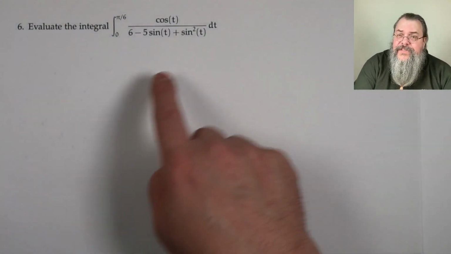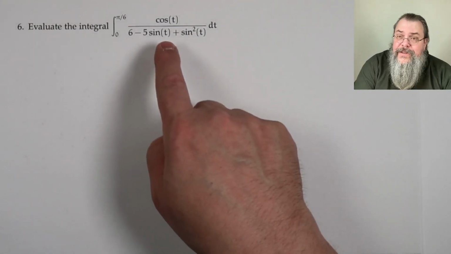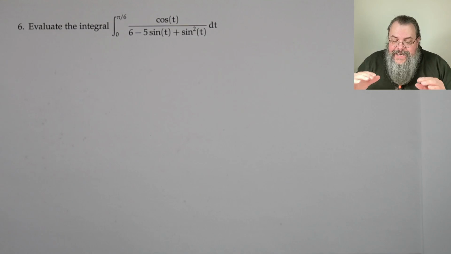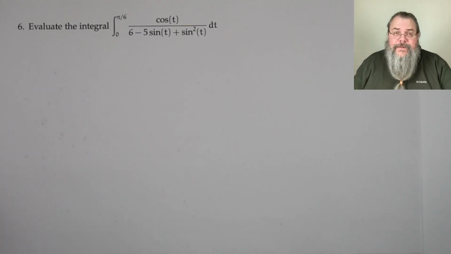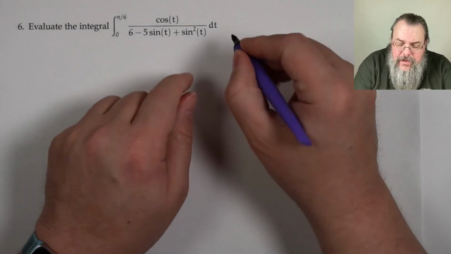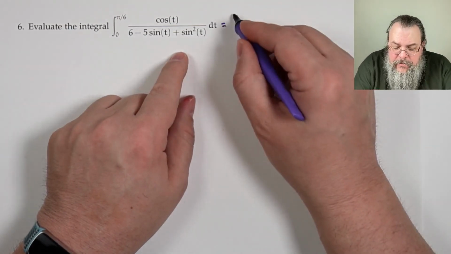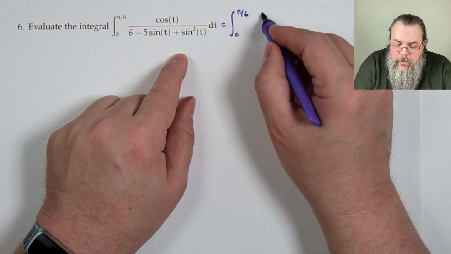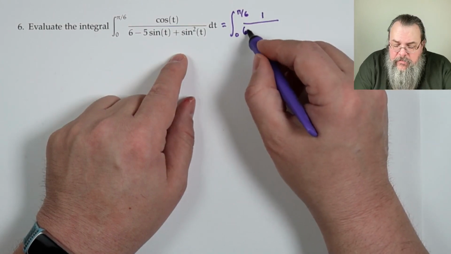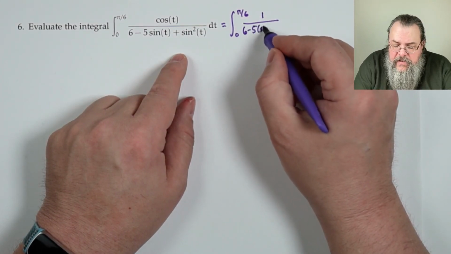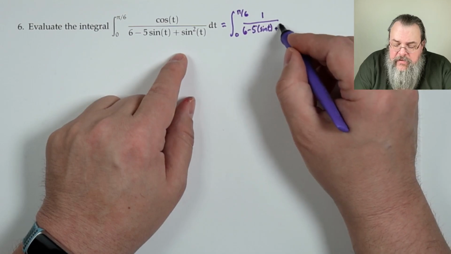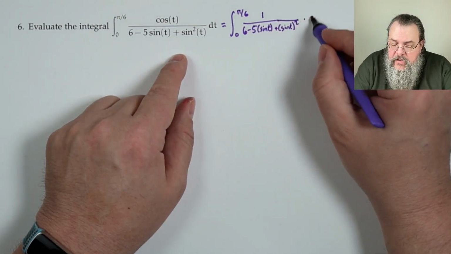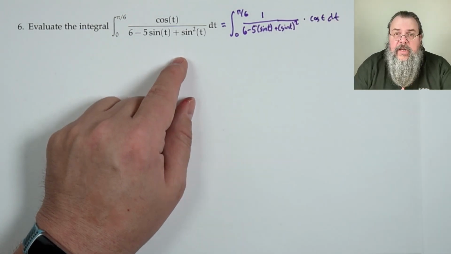downstairs everything's in terms of sine, and we have a single cosine upstairs. So it's almost trying to hint at what we should be doing. In particular, another way we could have written this is the integral 0 to pi over 6 of 1 over 6 minus 5 sine t plus sine t squared, times cosine t dt.